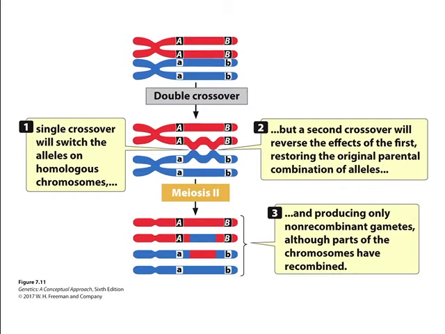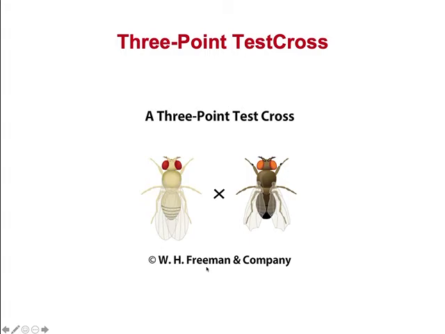Because double crossovers between two genes go undetected, map distances will be underestimated whenever double crossovers happen. Double crossovers being frequent between genes that are far apart is a natural assumption. Okay? As a result, genetic maps based on short distances are usually more accurate than those based on long distances. And so you can see examples here of double and single crossovers and the results that take place. Okay? So let's take a look at the three-point test cross.